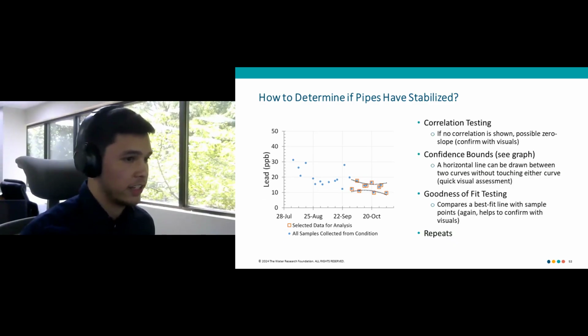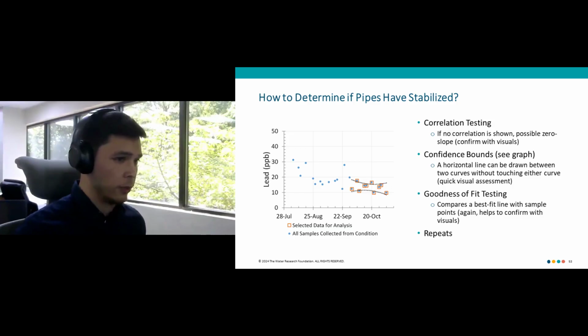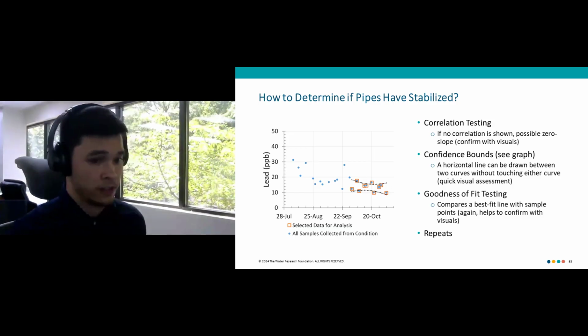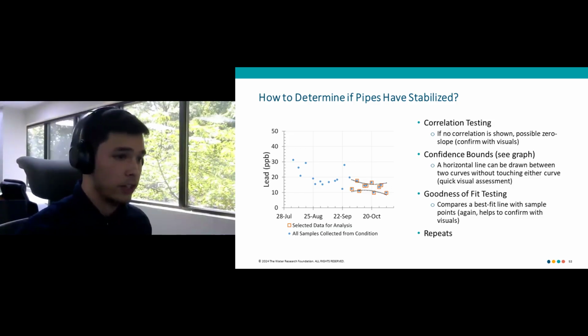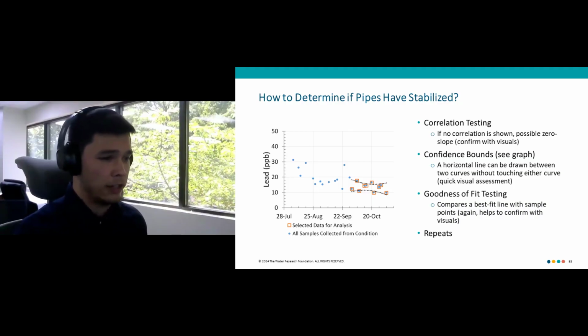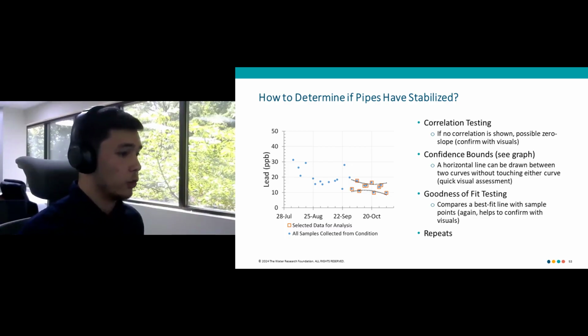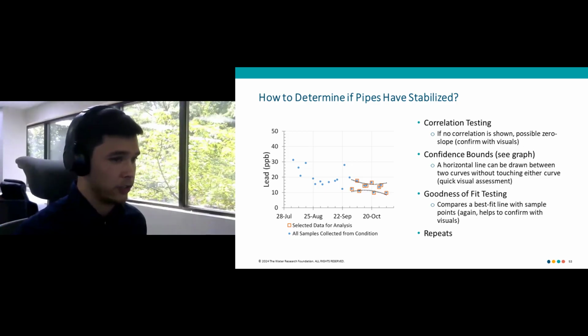If I go to the next slide here, I list a couple of different ways you can go about doing that using the statistical procedures that I mentioned in the chapter. The first one is correlation testing. All that is essentially testing to see if there is a zero correlation. Zero correlation indicates two things generally. The first thing is important to us.